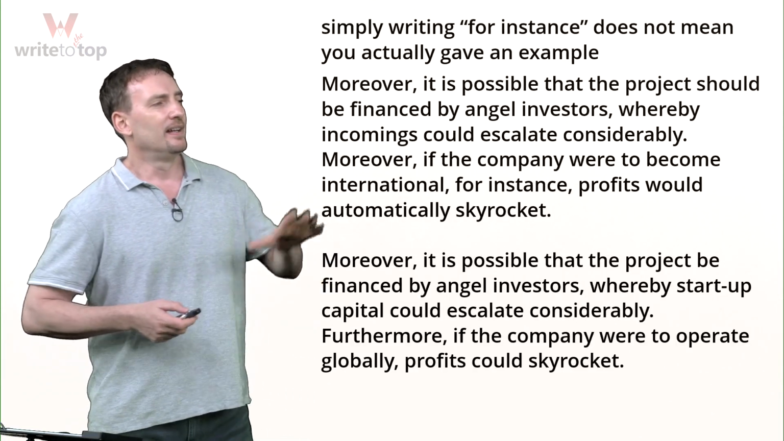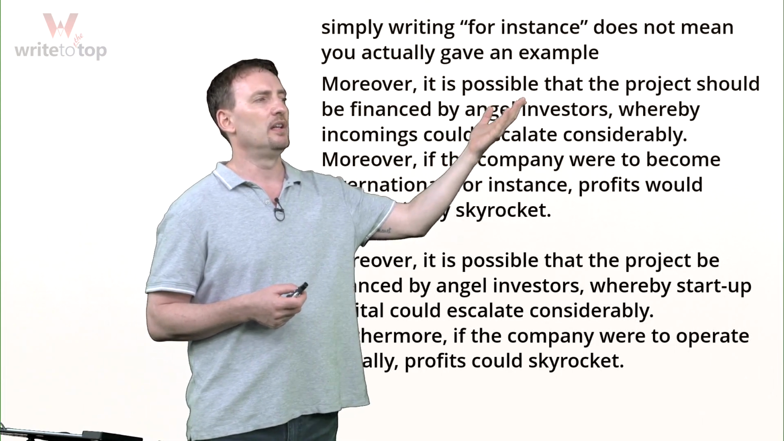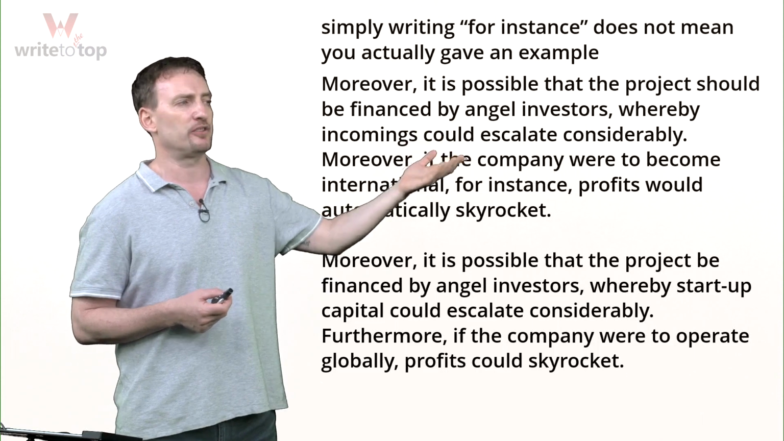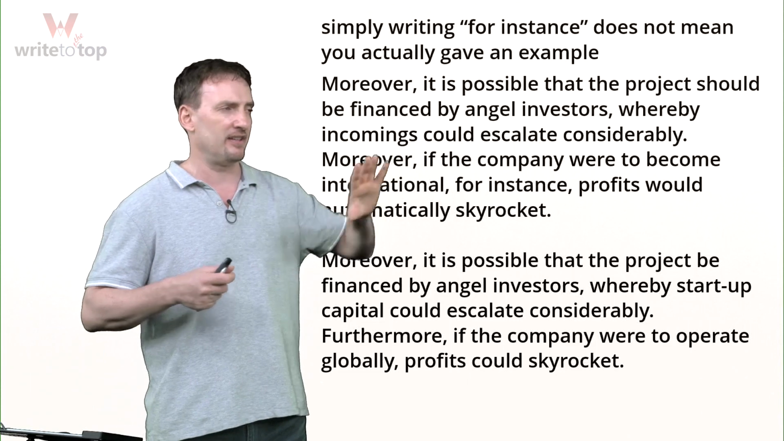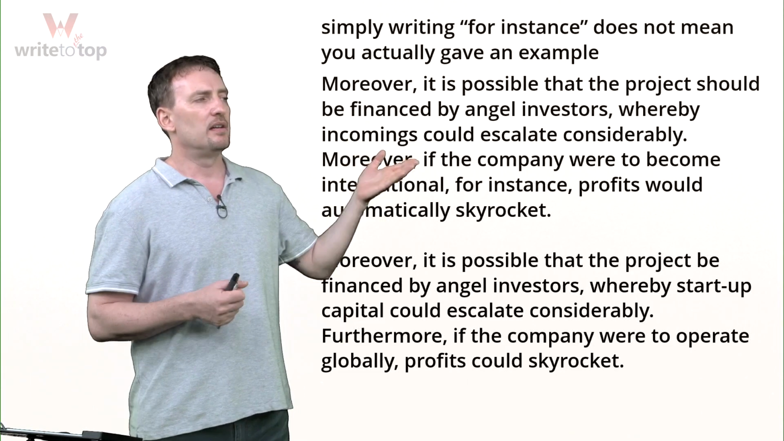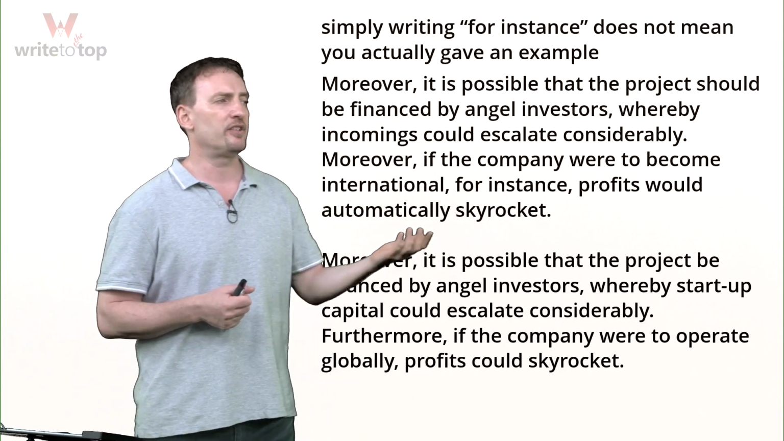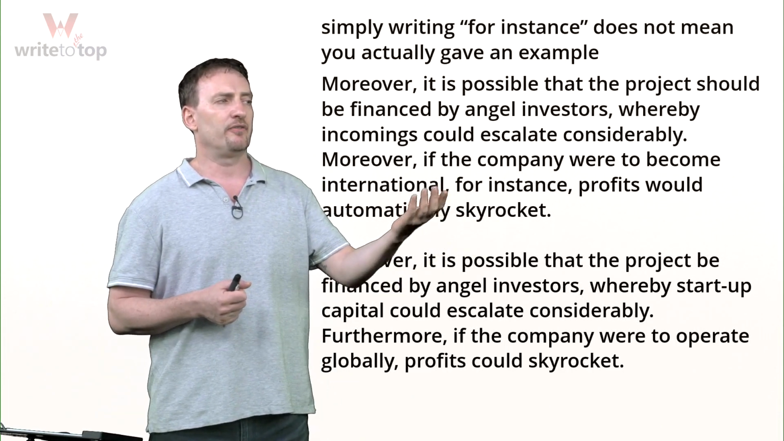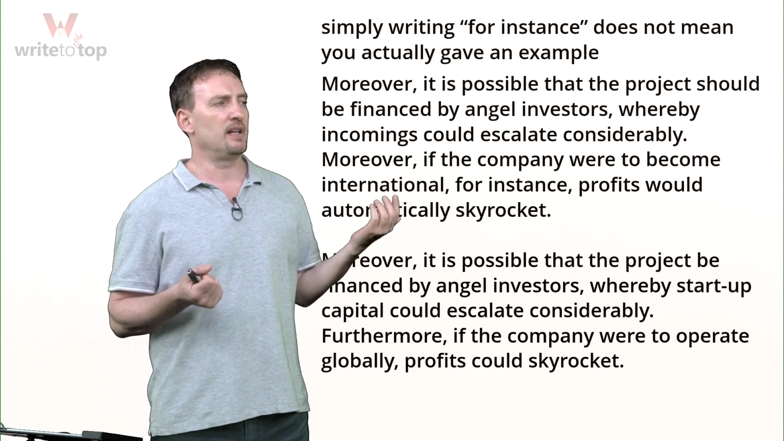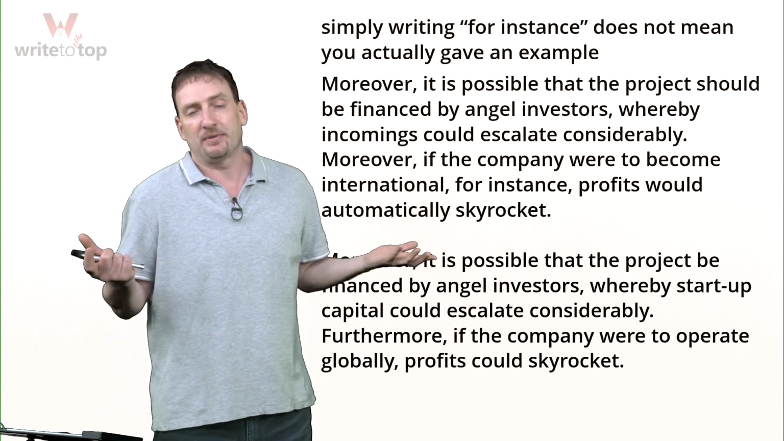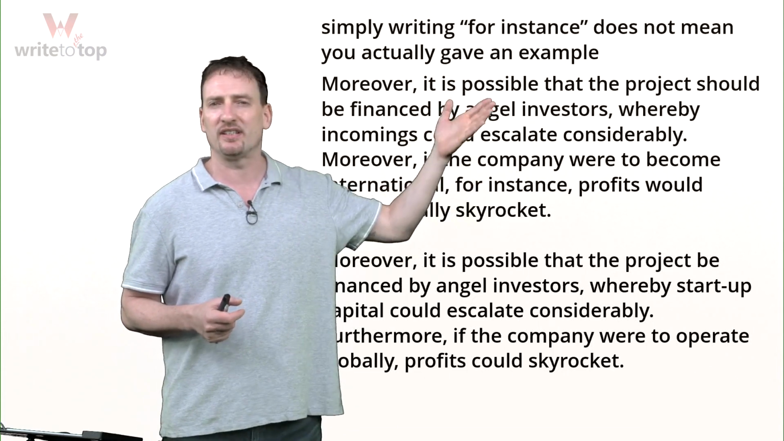Okay. So here's the example. Somebody just threw in, for instance. Moreover, it is possible that the project should be financed by angel investors whereby incomings could escalate considerably. Okay, so I'm already inside the argument. Moreover, if the company were to become international, for instance, profits would automatically skyrocket. For instance of what? What are you giving me an instance of? If the company were to become international, okay, if it becomes international, you can make more money. There's no example here. This sentence has no relation to the last sentence.